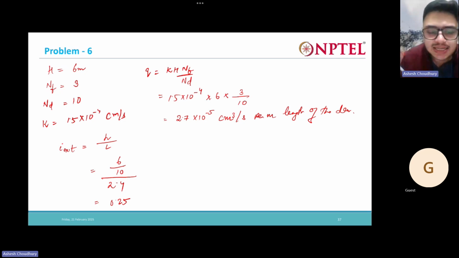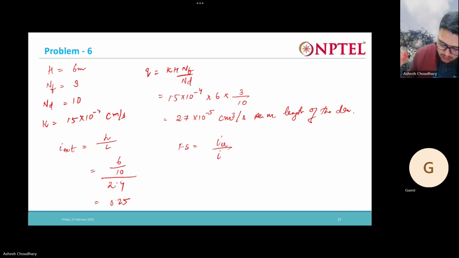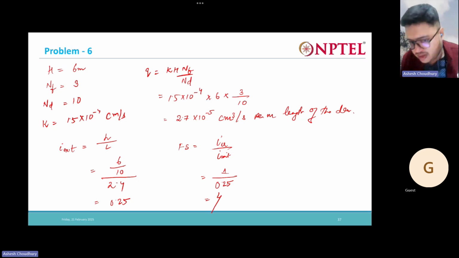Now, generally the critical hydraulic gradient, we saw it before, is between 0.9 to 1.1. Now, say my critical hydraulic gradient is 1. Then what is my factor of safety? 1 divided by the exit gradient, so 4. So my factor of safety is 4. Okay, factor of safety is 4.